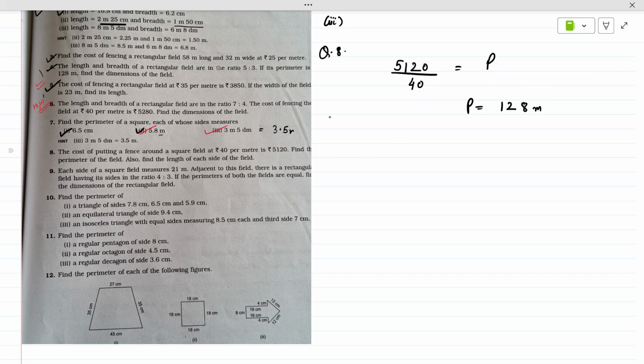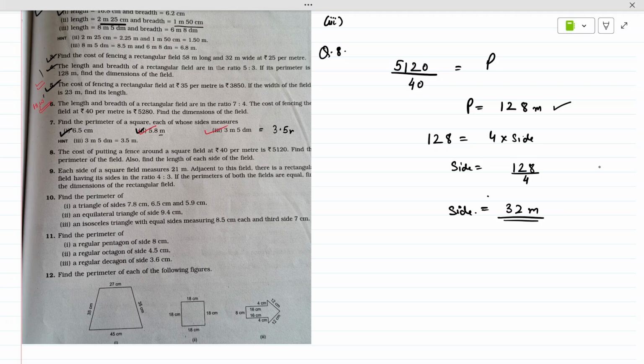Now find the perimeter, this is the perimeter. Also find the length of each side. So we know that the perimeter of a square is equal to 4 times the side, right? So if we want to know what is the side, we just have to divide 128 by 4. So 128 divided by 4 will give us 32 meters. This is the length of the side.